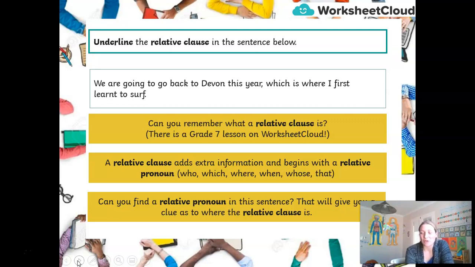But a relative clause adds extra information and always begins with a relative pronoun. Who, which, where, when, whose, and that. Okay? Or whom. I missed one there. Can you find a relative pronoun in that sentence? And if you do, that will give you a clue as to where the relative clause is. Look carefully. There it is, which is where I learnt to surf. It gives me extra information about Devon.